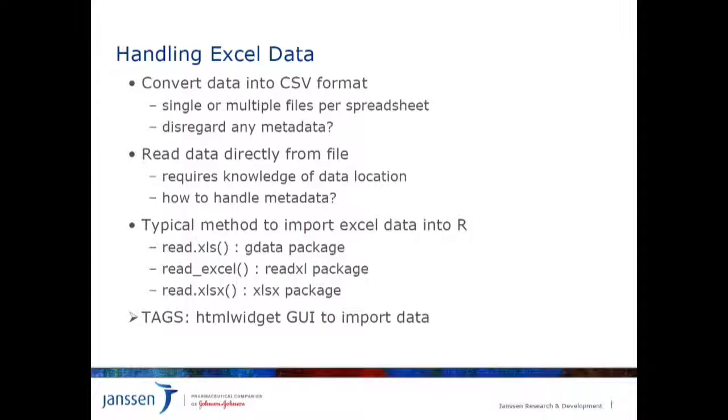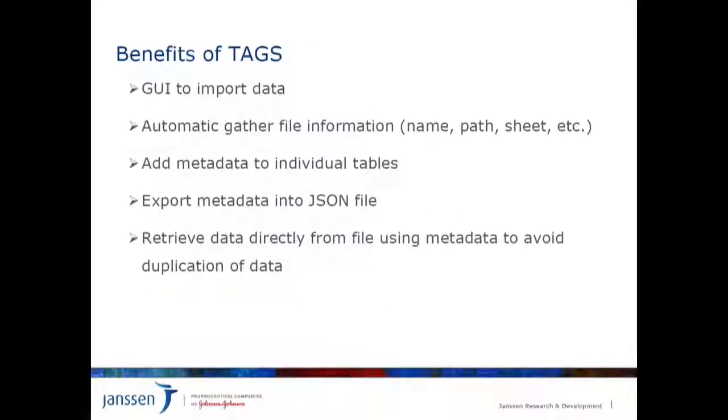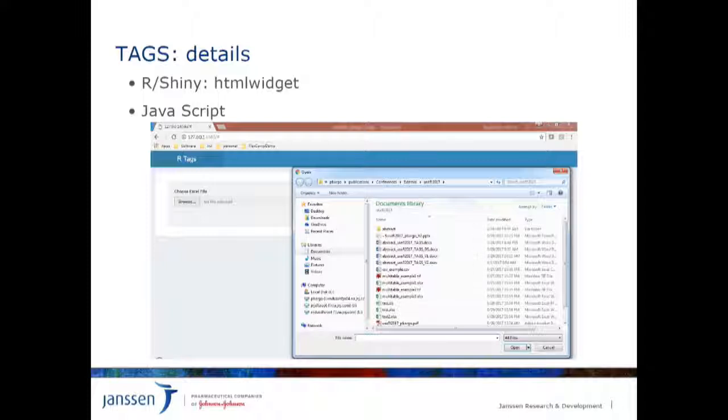So you can use typical packages to read the data, like read XLS and so forth. So what we have here is a GUI to import the data. It gets information about the data, about the file automatically. You can add metadata to the file, and then you can export that into a JSON that you can either read later and use the data later, or you can use the data in that Shiny session as you're using it. So it's based on Shiny. It's using JavaScript in the backend. And here's just an example of a Shiny app.